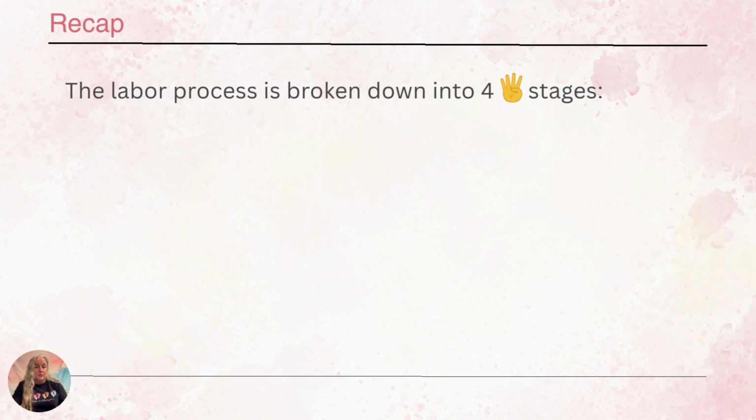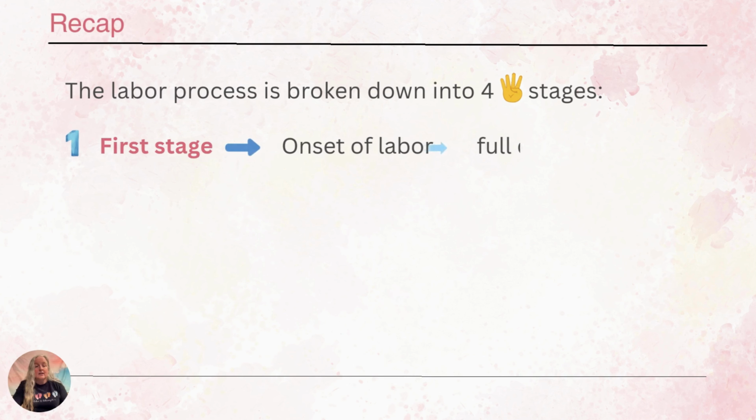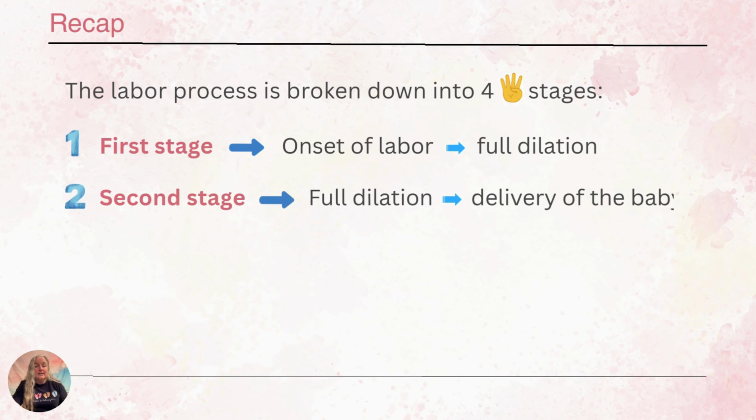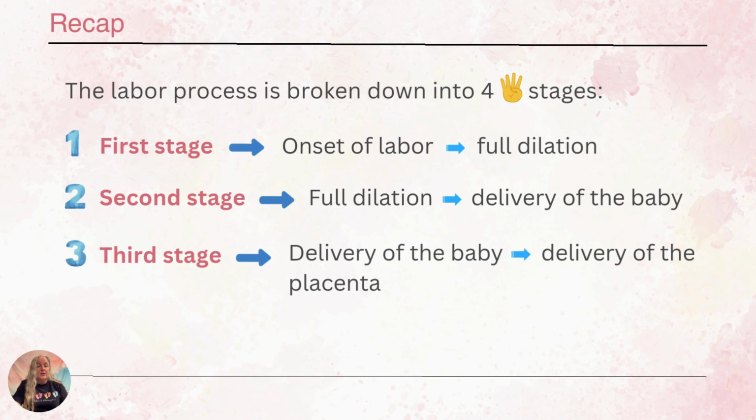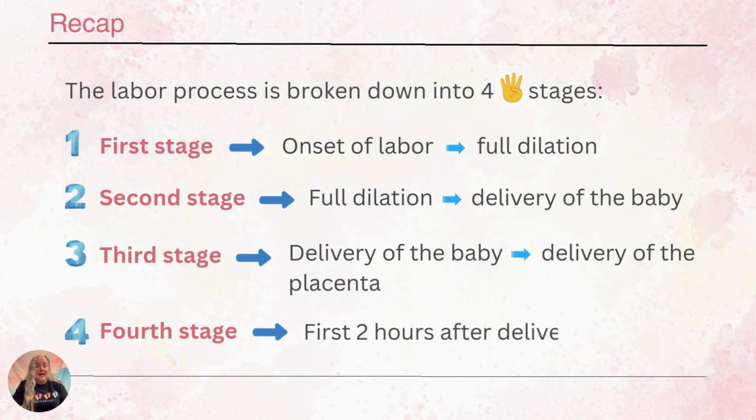So to review, the labor process is broken down in 4 stages. The first stage is from the onset of labor to full dilation. The second stage of labor is from full dilation to delivery of the baby. The third stage of labor is from delivery of the baby to delivery of the placenta. And the fourth stage of labor is the first 2 hours after the baby's born.